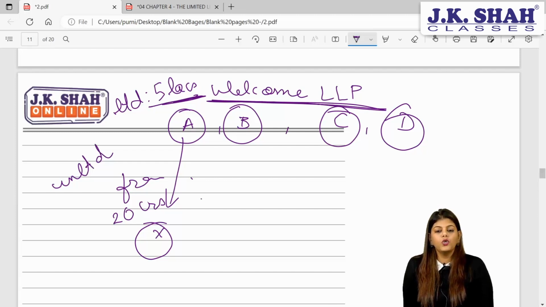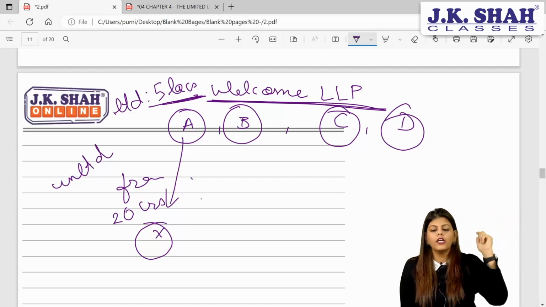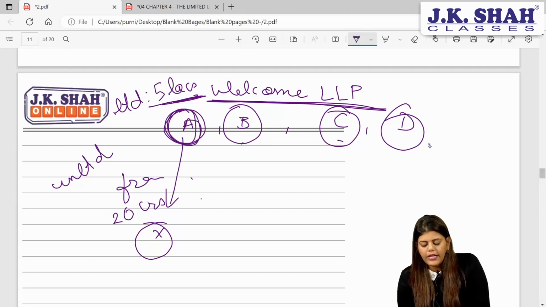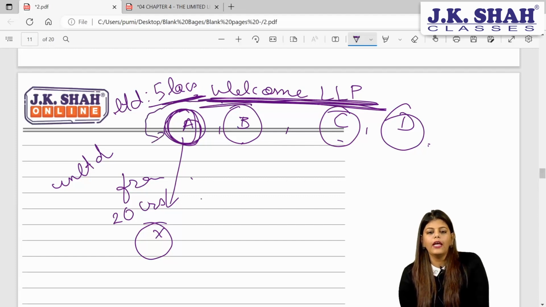So this is very much similar to lifting of corporate veil, but I cannot use the term lifting of corporate veil because these words are reserved only for companies. You just have to say that if any fraud is committed by a partner, his liability is unlimited and it can be extended even to their personal assets. One more thing, if fraud is done by A, B, C, D are not liable just because they are partners of LLP. Welcome LLP is liable and in turn Welcome LLP will recover the amount from A, and A's liability will be unlimited. So there is protection available to B, C and D. That is your liability here.